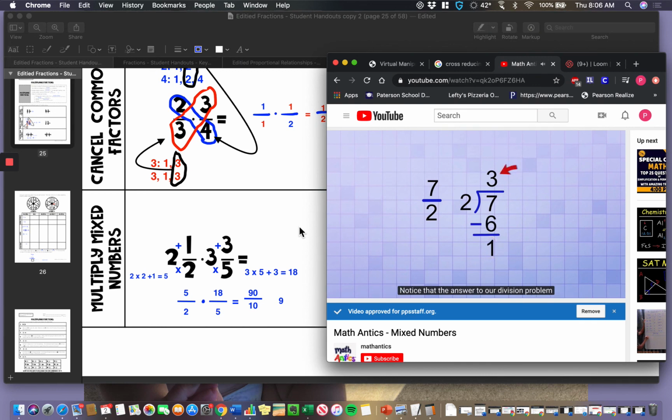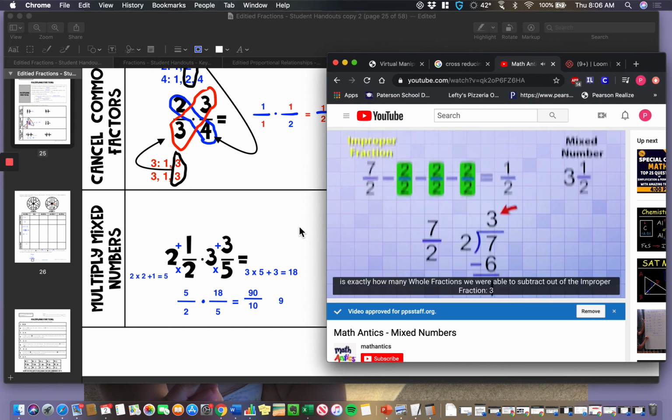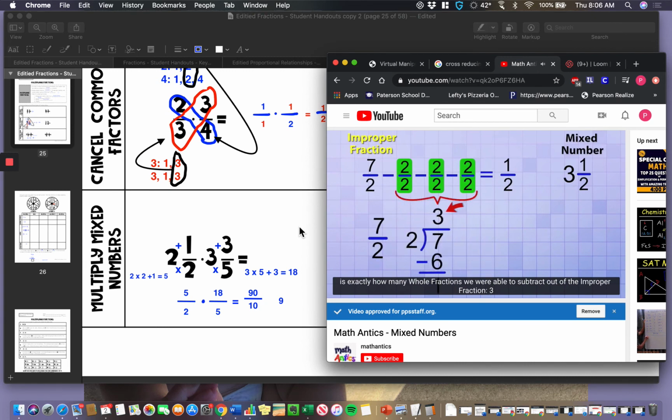Notice that the answer to our division problem is exactly how many whole fractions we were able to subtract out of the improper fraction, 3. So the answer to the division tells us what the whole number part of the mixed number will be. And here's the really cool part. The remainder of the division tells us what the leftover fraction will be. The remainder is the numerator, the top number of the leftover fraction. In this case, since the remainder is 1, we'll have 1 over 2 left over in our mixed number.